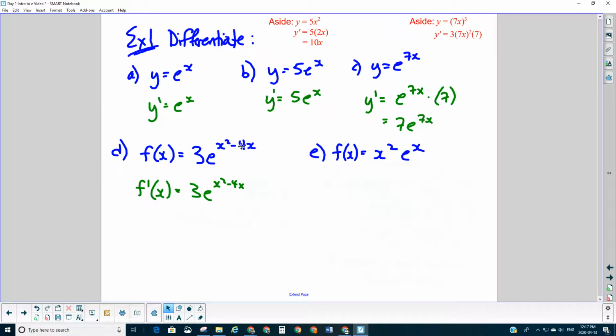Then differentiate the inside. Well, the inside is this exponent. And if you differentiate x squared, it's 2x. And differentiating negative 4x is negative 4. And so it's 2x minus 4.